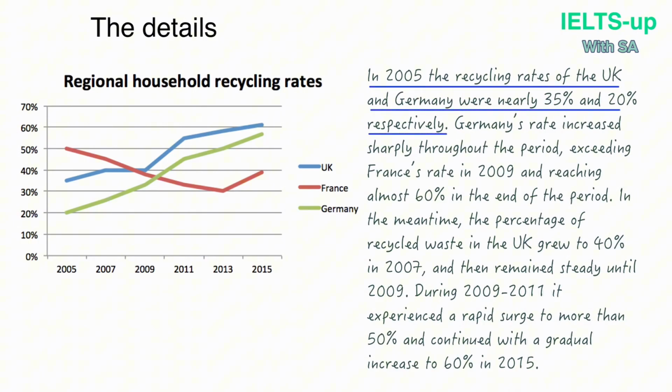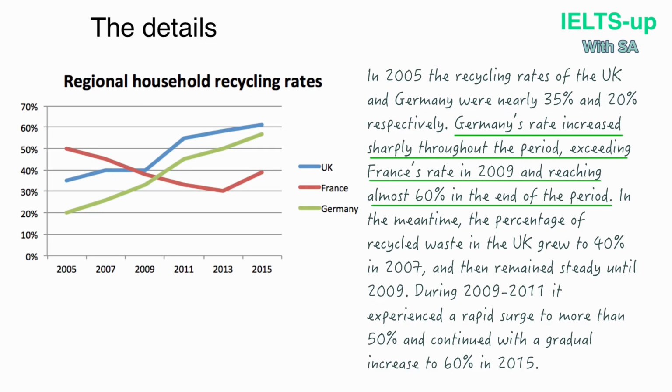I started by describing the data in the beginning of our time period. In 2005, the recycling rates of the UK and Germany were nearly 35% and 20% respectively. After that, I describe how Germany's rate changed, providing the percentages in some important points, and in the end of our time period. Germany's rate increased sharply throughout the period, exceeding France's rate in 2009 and reaching almost 60% with the end of the period.